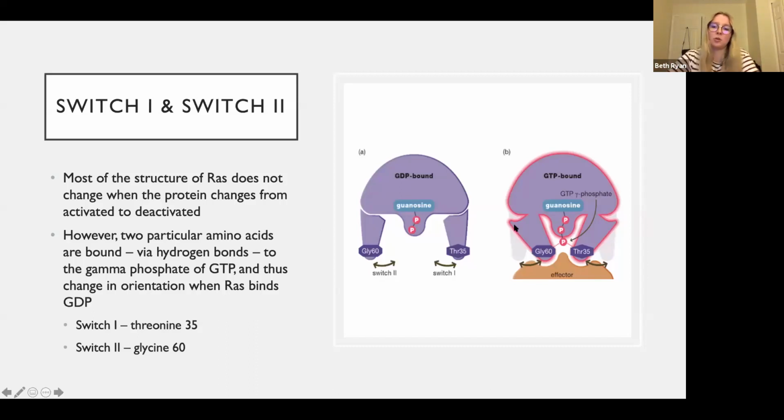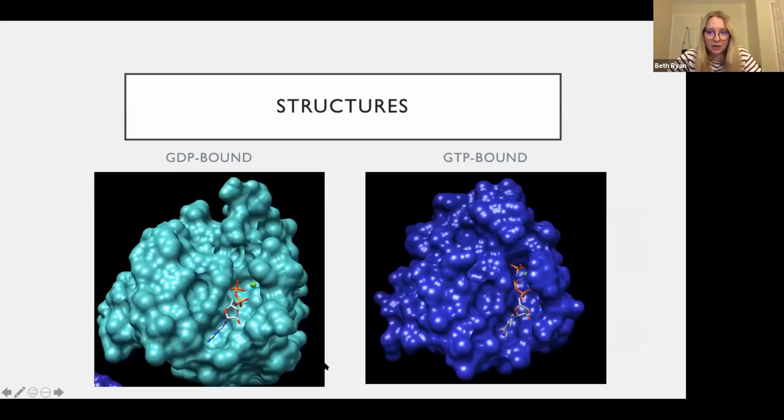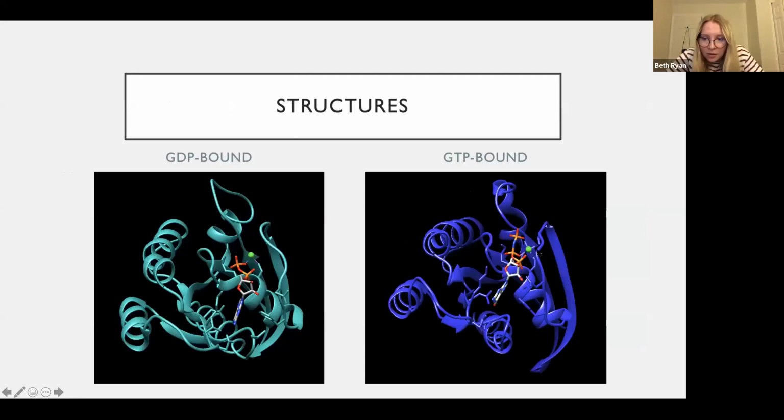So when these 2, the glycine 60 and the threonine 35, are bound to that gamma phosphate, they're inwards. And when that phosphate is cleaved, essentially when it's switched out to GDP, they spring open, which is why the 2 structures look so different. And if you go back to here, that little stick looking thing right there that the magnesium is complexed to, that's the threonine 35. That's moved closer inward to that 3rd phosphate, so it's able to hydrogen bond.